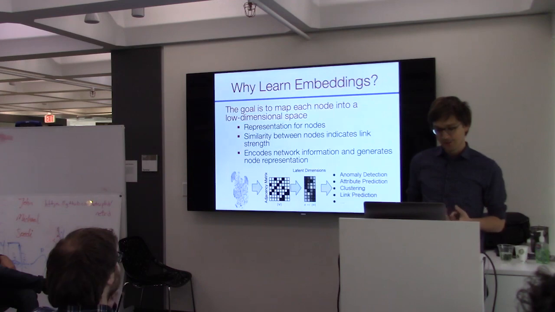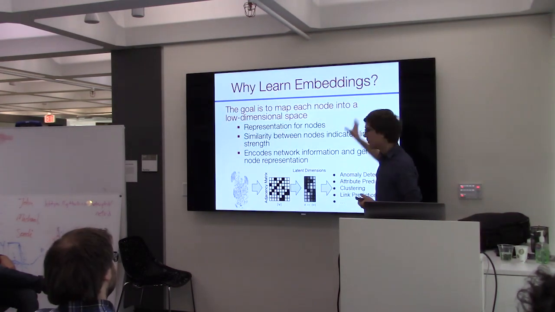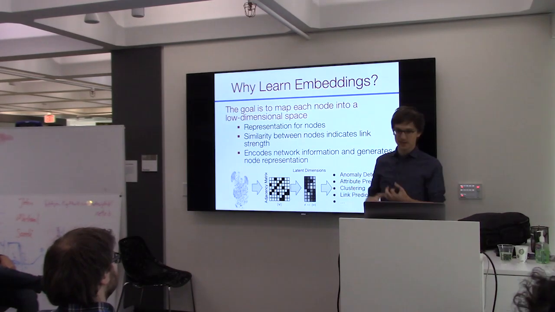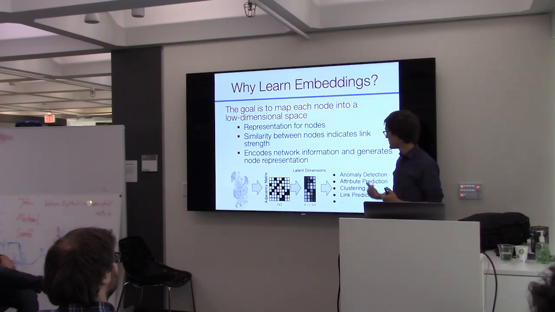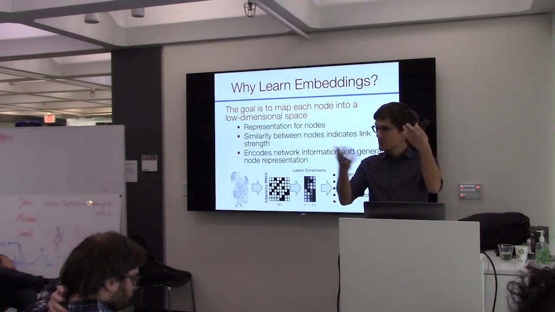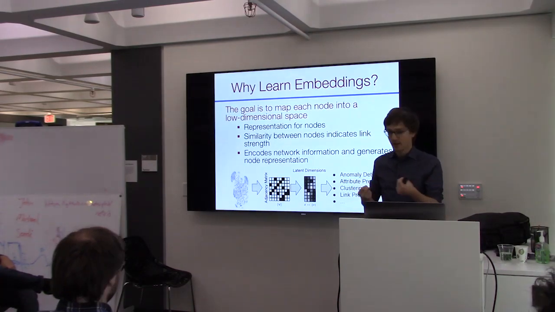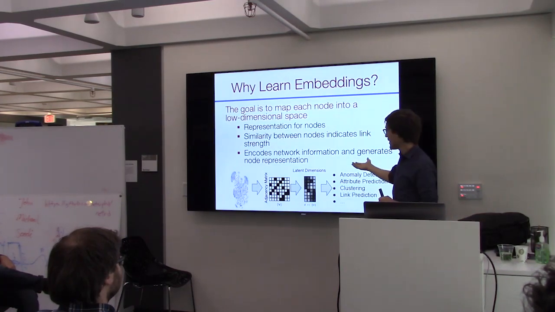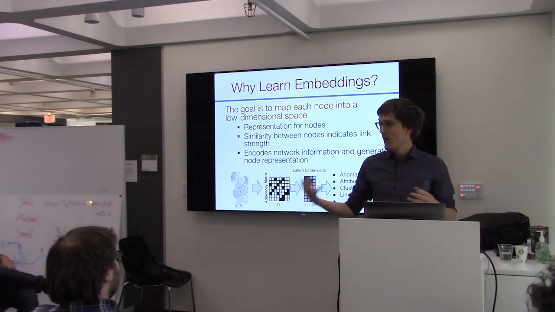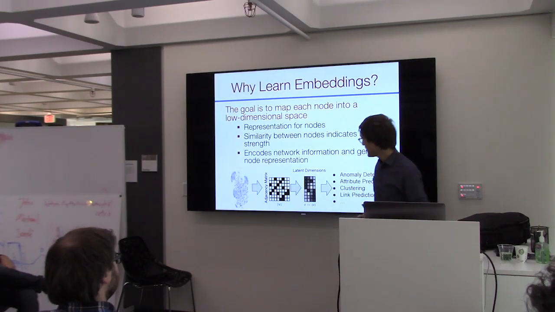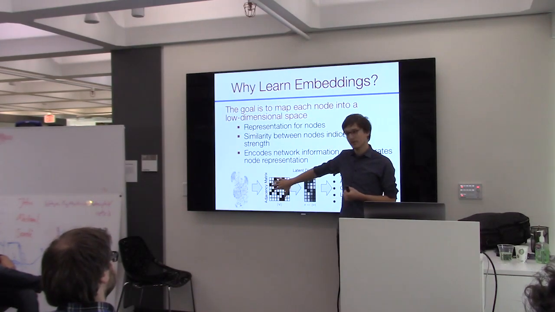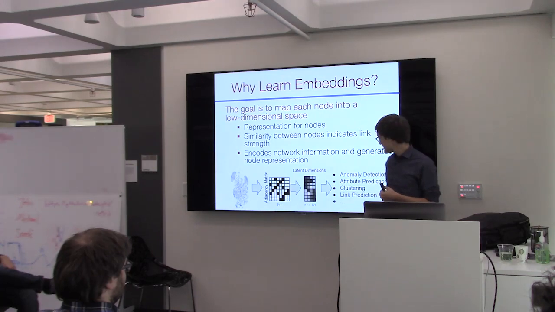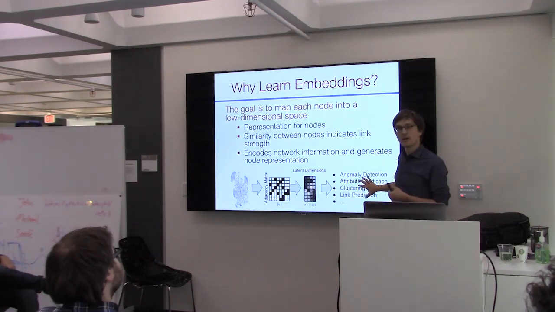The goal is to map each node into a low dimensional space, where I learn this representation of nodes in a supervised way. I want the positions in this embedding space to indicate, let's say, link strength or network structure similarity. This will allow me to encode the network information and generate node representations. The hope is, if I take my network, maybe represented as an adjacency matrix, I come up with these latent embeddings of nodes. For every node, I come up with a set of coordinates, which I can then use for all kinds of different tasks.